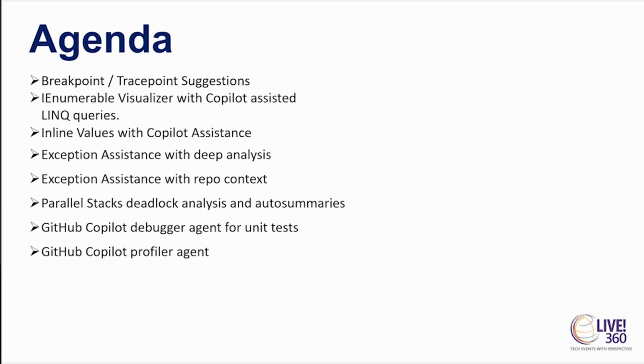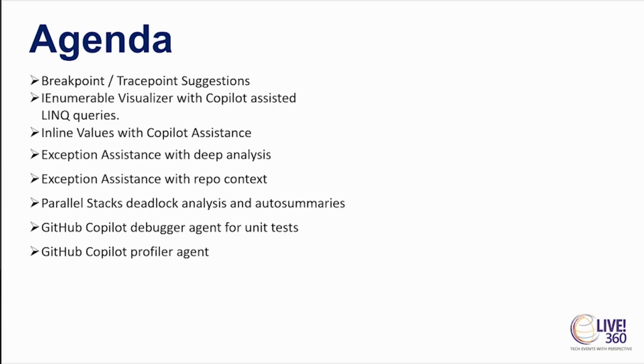Then I will be sharing one of our newest experiences around inline variable values with Copilot assistance. And I will also talk a little bit about some of the newer capabilities we added in the exception helper. So exception helper has been one of our very first features where we added Copilot assistance. And since then, we have been adding a lot of new capabilities there. So we added a deep analysis for complex exceptions as well as some repository context. So we'll see the demo around that.